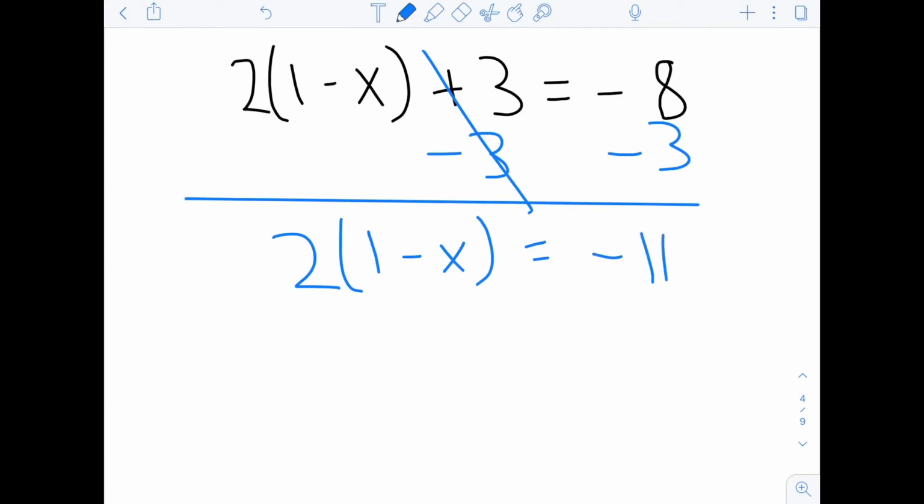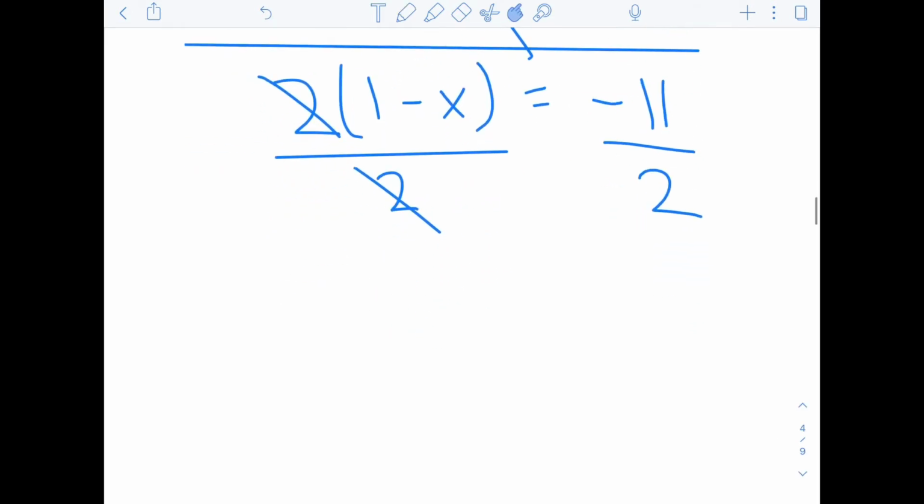Now when you get to this step, there are two possible ways of solving. You can either distribute the 2 and solve as usual, or you can divide the whole thing by 2 since it's multiplying by 2, which is what we'll do. So we can divide by 2, so you're left with 1 minus x equals -11 over 2.